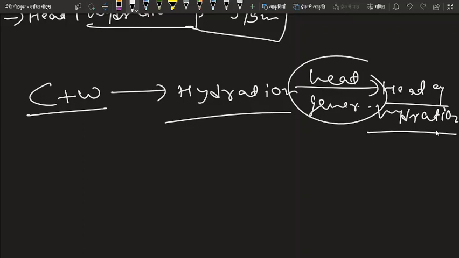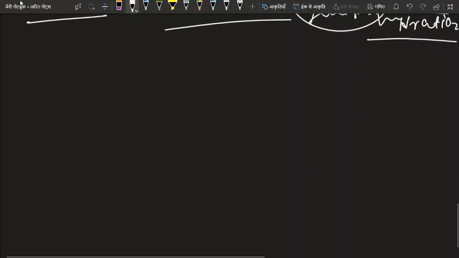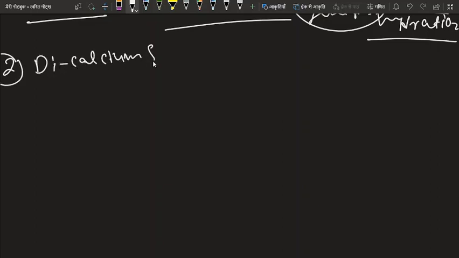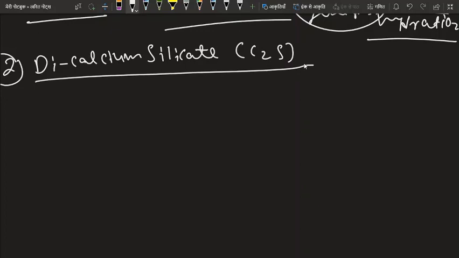Okay. Now we move on to the next point, which is dicalcium silicate. Okay, what is it? Second point: dicalcium silicate, C2S. It is also called belite, 2CaO.SiO2. Its properties: it is responsible for ultimate strength. It's one property, and of course an important property.